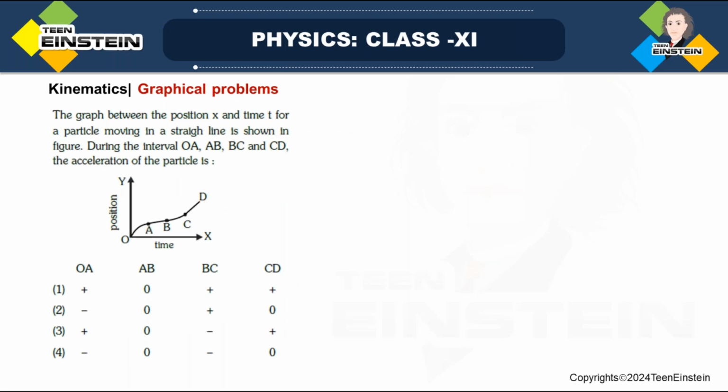Okay, now look at this question. Here the question says the graph between position and time for a particle moving in a straight line is shown. During OA, AB, BC, CD, the acceleration of the particle are. See, during OA, this acceleration is actually negative. Positive acceleration will be like this in the position time curve. So 0 to A, or OA, during this time acceleration is negative.